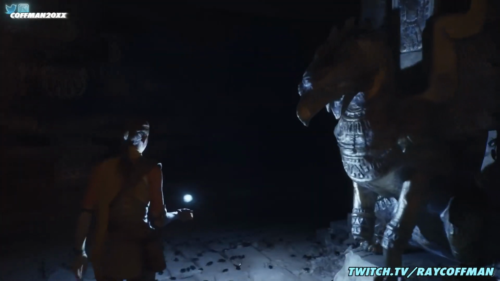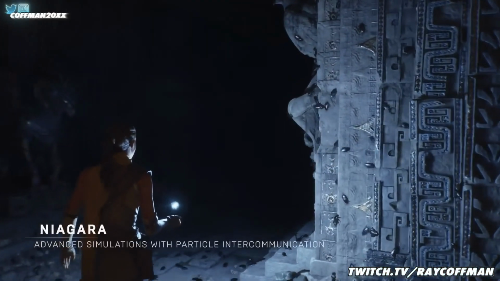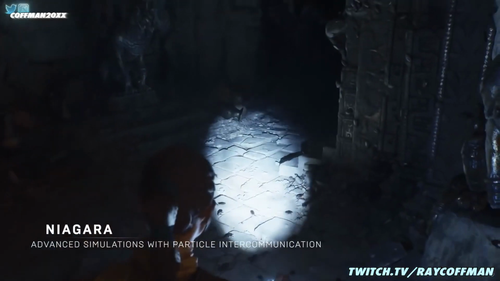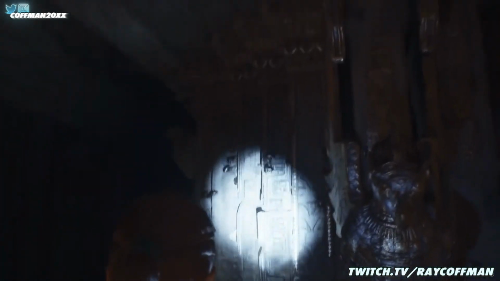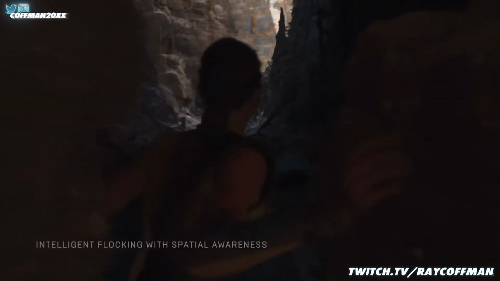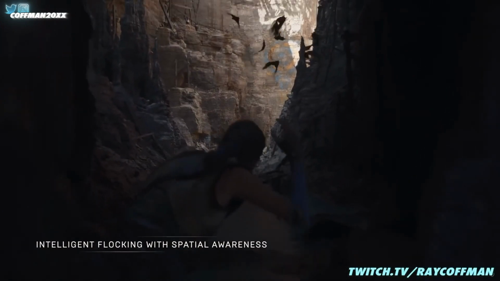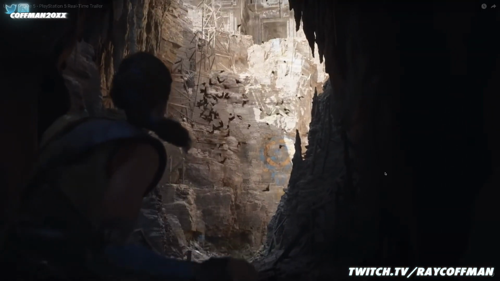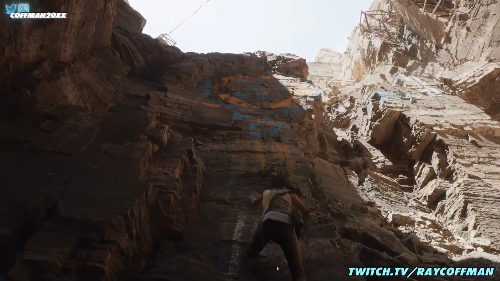I think this might be the route. Look at this, in the lighting. Oh my god, the lighting. The lighting is incredible. I think this could be the route that Square Enix is going to go.